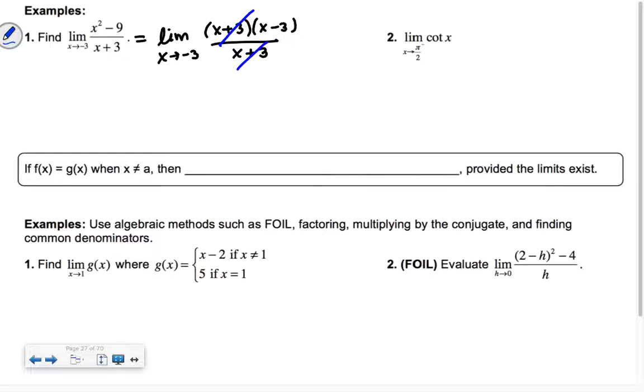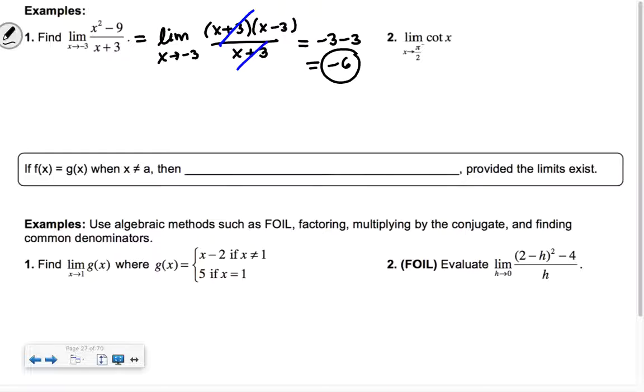Now that they've canceled, now can we plug in -3? Yeah, what do we get when we plug in -3? Yeah, -3 minus 3, which is -6. That is the answer. So basically there's a hole there, but there is still a limit.